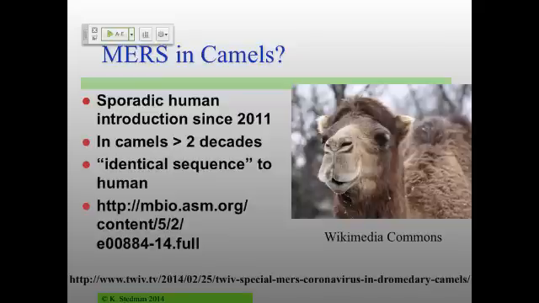The other coronavirus that people are caring about a lot is MERS. Again, last 5 years or so. Clearly been in camels a lot longer than that. But what's a little odd is that these guys have an identical sequence to the humans. What does that mean in terms of camels potentially being a reservoir species?